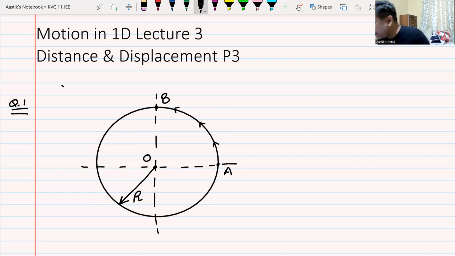The first question that I would ask: is this motion in one dimension, is it motion in two dimensions, or is it motion in three dimensions? 1, 2, or 3? The question that we are doing, is it an example of 1D motion, 2D motion, or 3D motion? Tell me.